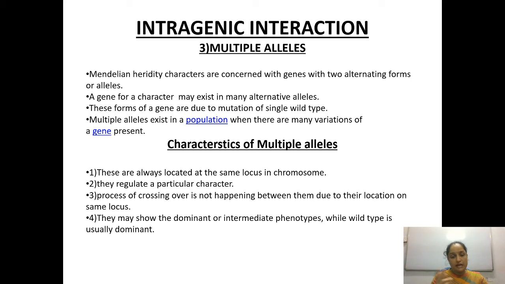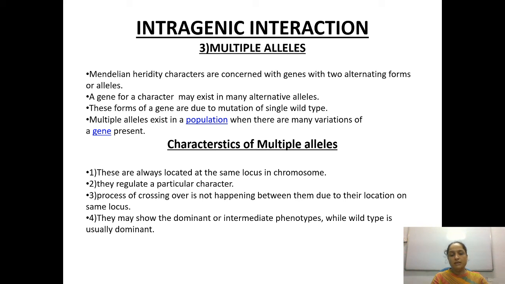You are able to see the allele. Okay. So they are having the particular character. There I have shown you the character which was in a form of color of flower, purple flower or white flower. ठीक है. But they were alleles. Process of crossing over is not happening between them due to their location on same locus. क्योंकि वो एक ही लोकेशन पे हैं तो उनके बीच में क्रॉसिंग ओवर नहीं होगी.